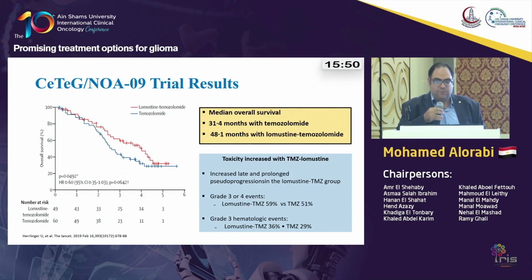The dual chemotherapy, or the combined lomustine temozolomide, improved survival in comparison to the use of temozolomide alone. We can see the clear separation of the survival curves. Median overall survival in lomustine temozolomide was 40.8 months in comparison to 30.14 months with temozolomide alone. But of course, the addition of lomustine added more toxicity: grade 3 and grade 4 non-hematological toxicities, and grade 3 hematological toxicities.